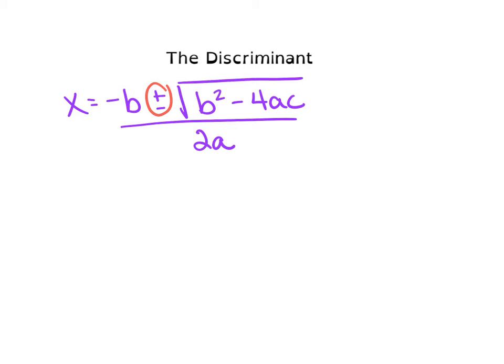Well, those solutions are really dependent upon this inside term right here called the discriminant. So the discriminant is just b squared minus 4ac. That means when I start with the quadratic, if I know the a, b, and c values, I can find the discriminant. So let's go ahead and do an example with this.